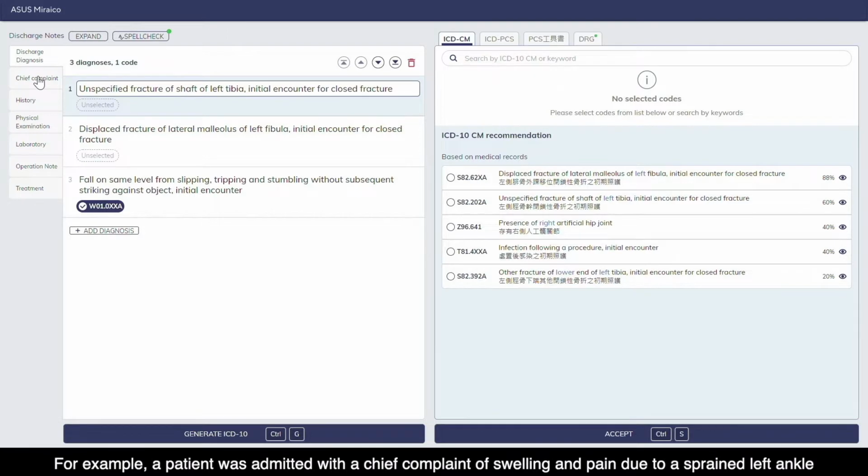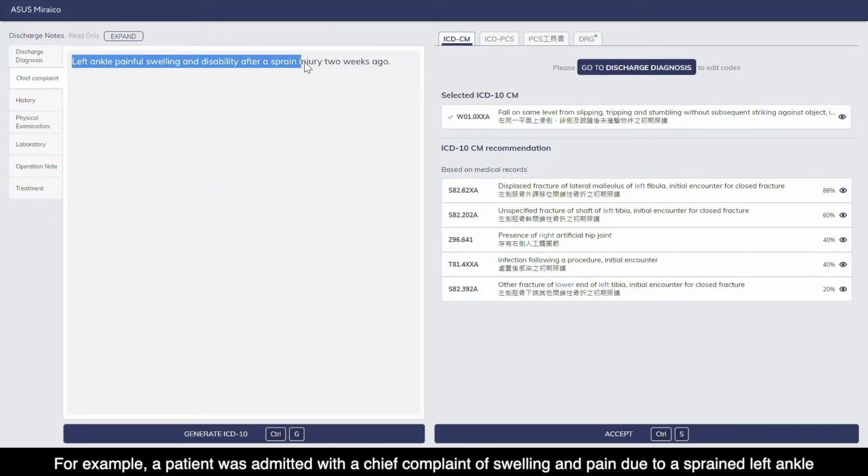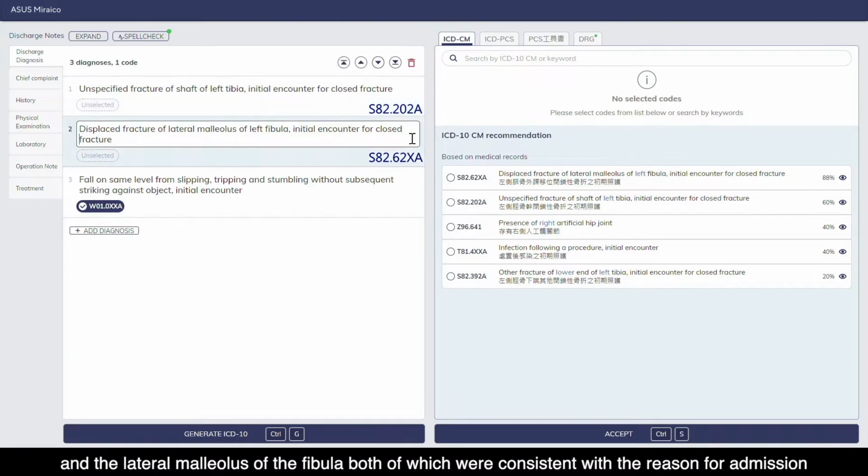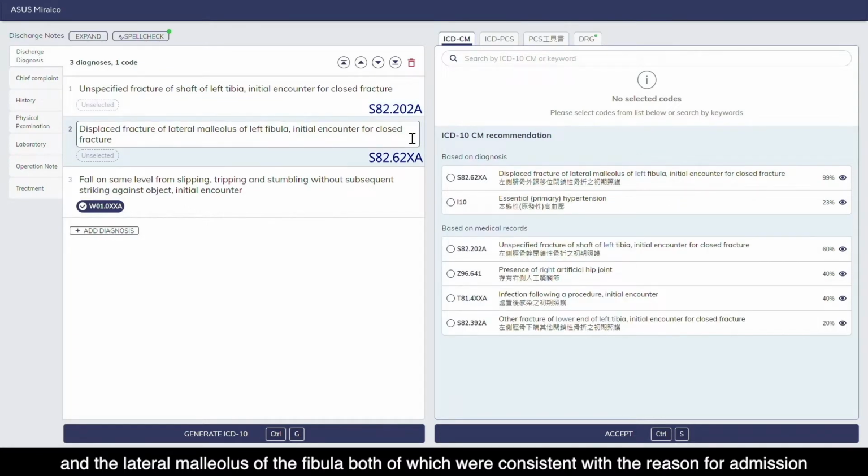For example, a patient was admitted with a chief complaint of swelling and pain due to a sprained left ankle. The first two diagnoses listed by the doctor were a fracture of the left tibial shaft and the lateral malleolus of the fibula, both of which were consistent with the reason for admission.